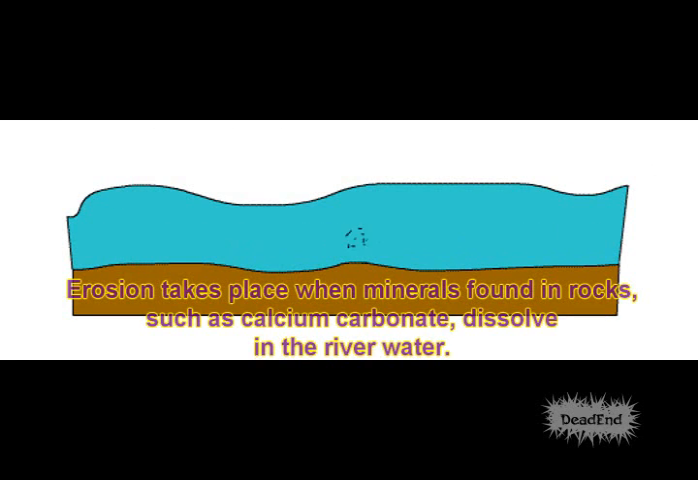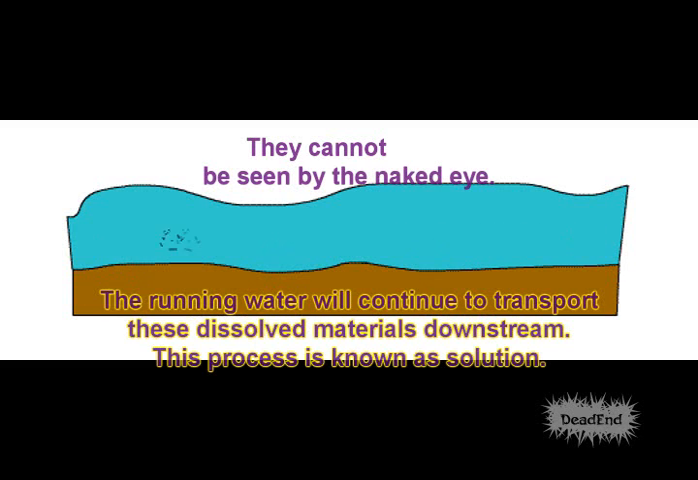Erosion takes place when minerals found in rocks, such as calcium carbonate, dissolve in the river water. The running water will continue to transport these dissolved materials downstream. This process is known as solution.